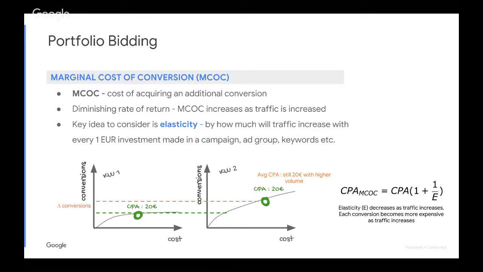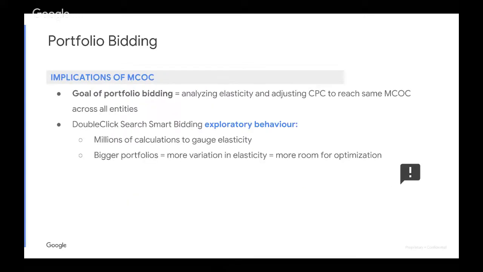And this is exactly what the bid strategies try to do. So they try to look for these trade-offs. Now, it doesn't always have to be the same CPA. Keyword 2 may paradoxically have an even higher CPA, but it may have a lower marginal cost of conversion than the other keyword. And that's something that the bid strategy is calculating. So really the goal of portfolio bidding is looking at the elasticity of the keywords, of different components within campaigns, and then adjusting the CPC to reach the same marginal cost of conversion across all the entities.